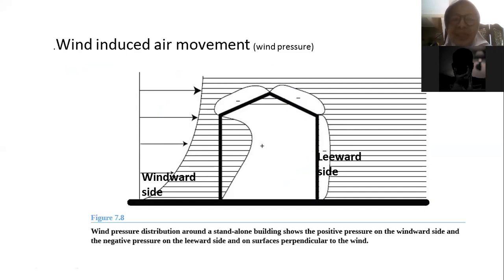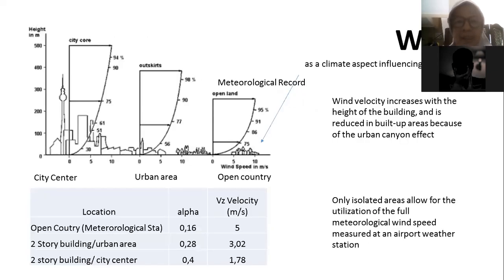In wind-induced air movement, we consider the wind direction coming from the windward side and leaving the building. We call the opposite side the leeward side. So, wind pressure distribution.